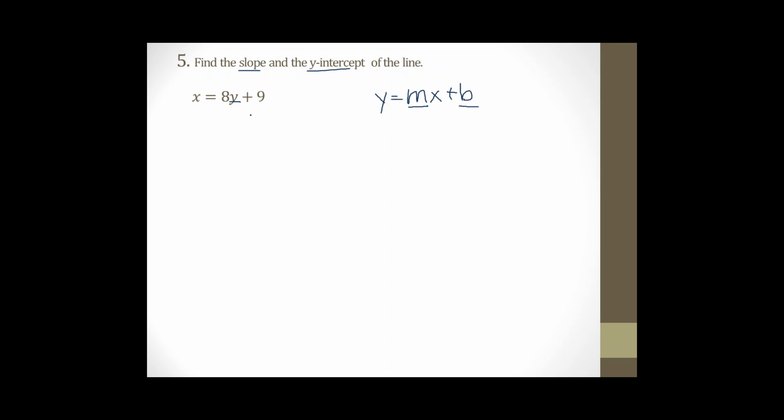So first, let's move over the 9 by subtracting. And I'm going to write the x first and then my 9. And that would be equal to 8y. Now to get y by itself, I have to divide by 8 on both sides. And now I'm going to reverse it. I'm going to start with my y. So y is by itself now. And that is equal to, and I can also make it a little bit nicer and split it up, 1/8 x minus 9 over 8.